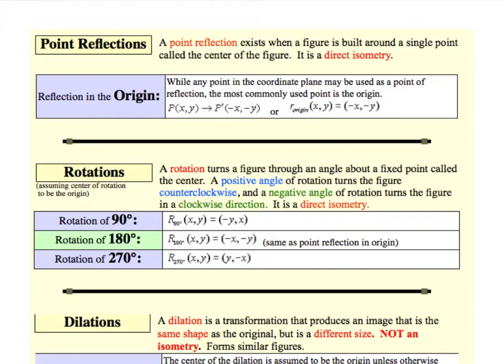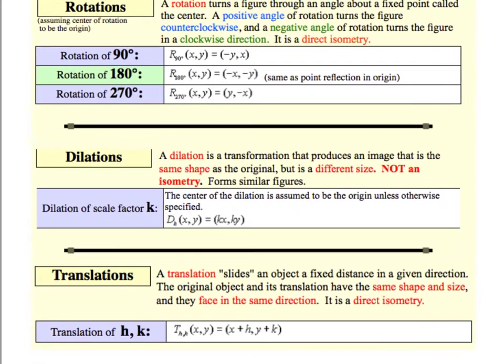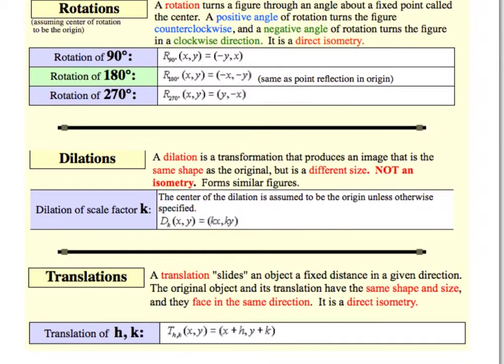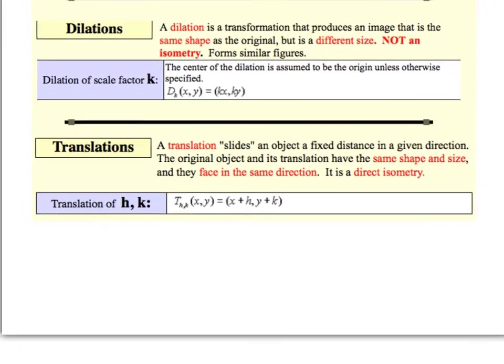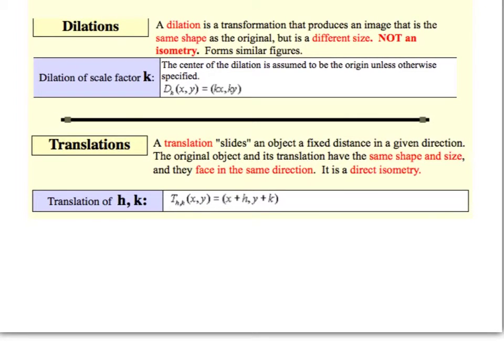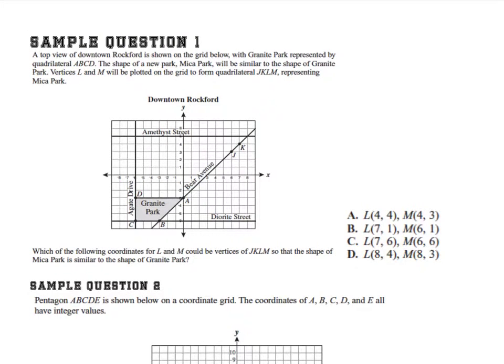And for the dilations, as you know, you have your scale factor. In this case, they're calling the scale factor k. And that just really multiplies each coordinate by k. And then for translations, you're going to add or subtract from each coordinate to get to the new point. And we practiced that on Friday, I think it was. So here's our first sample question.